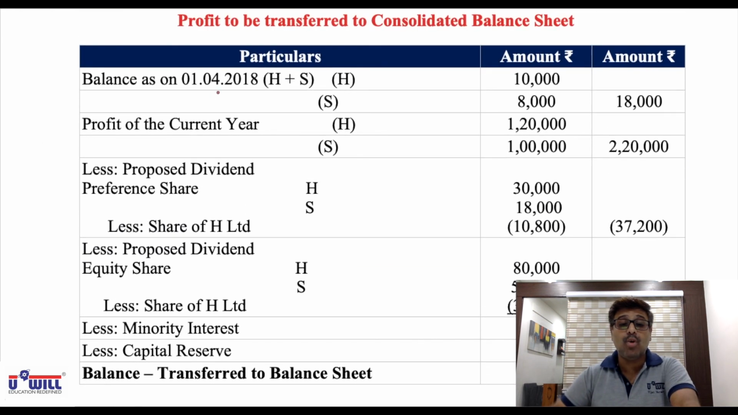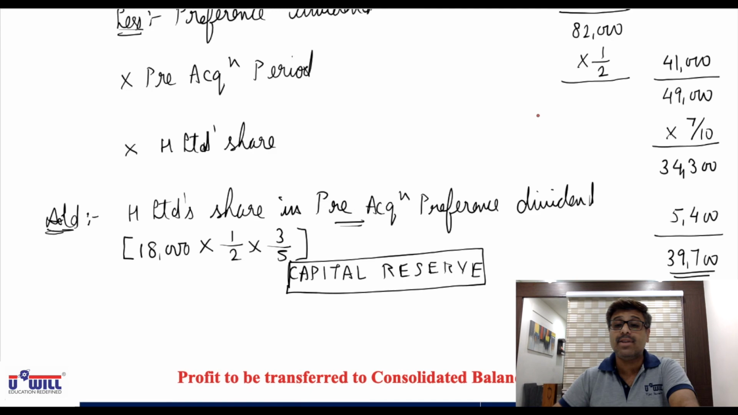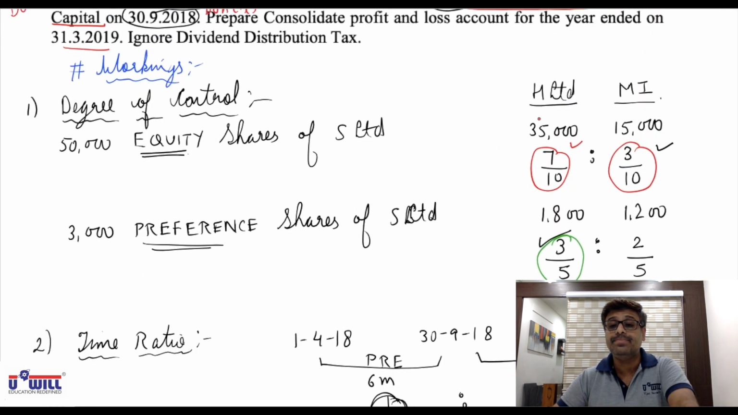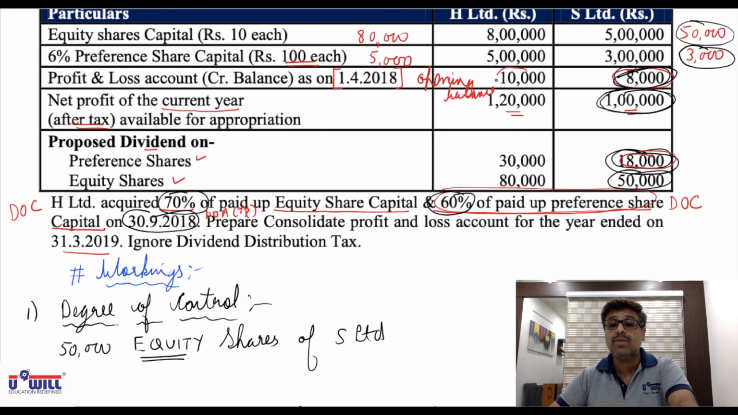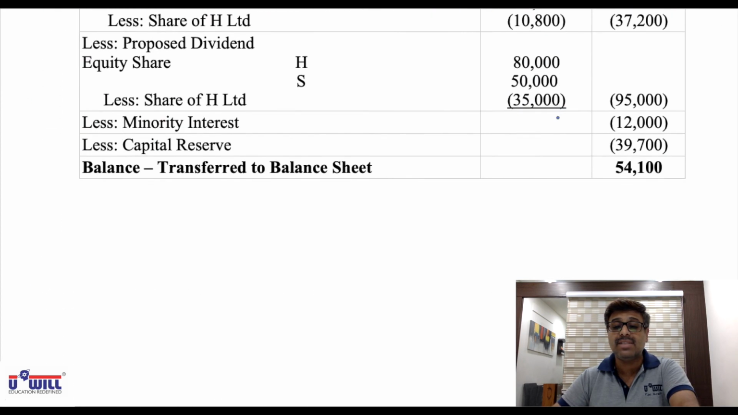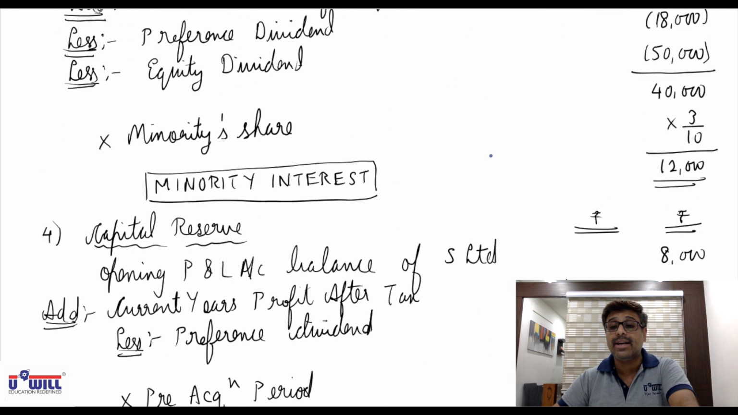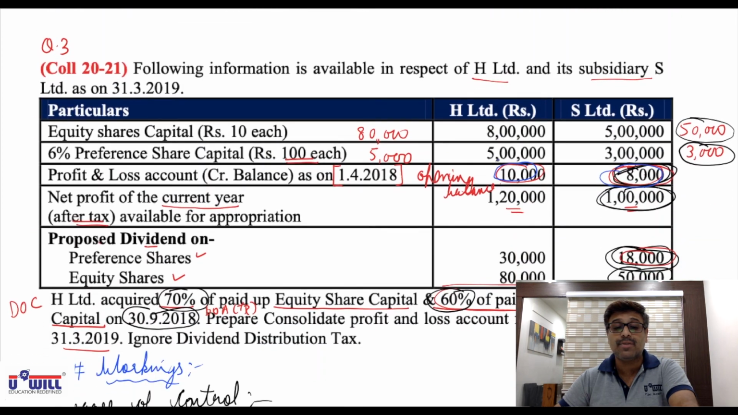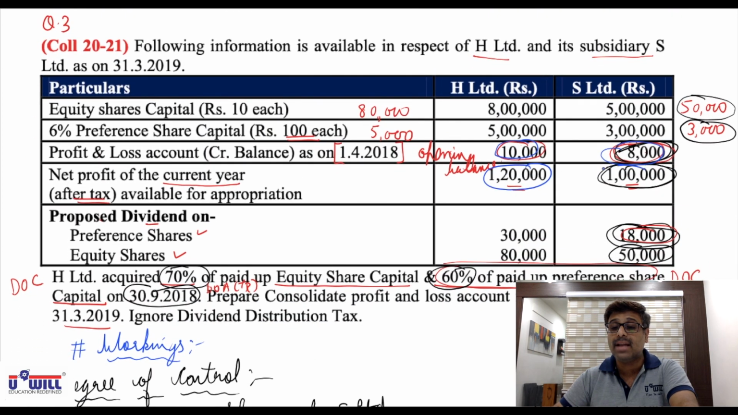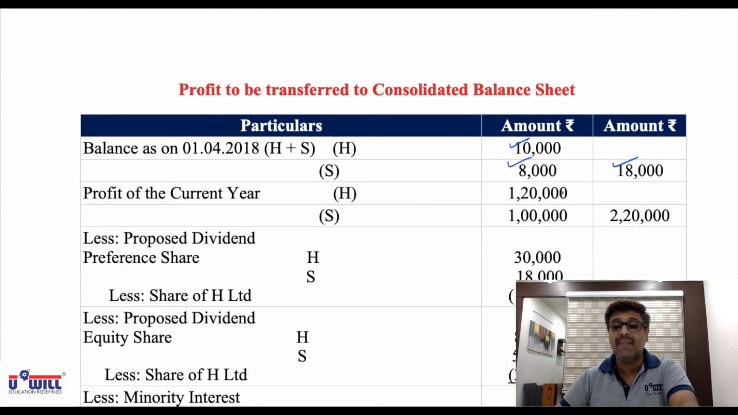See, first we'll start with opening balance on 1/4/18, which is given over here. You all can see 10,000 of H Limited and 8,000 of S Limited. I am marking it with blue so that you can identify 10,000 and 8,000. So opening balance we will start with 10,000 plus 8,000, 18,000. Then we add profits after tax of current year. You all can see 1,20,000 and 1 lakh. So we will add 1,20,000 and 1 lakh, 2,20,000.